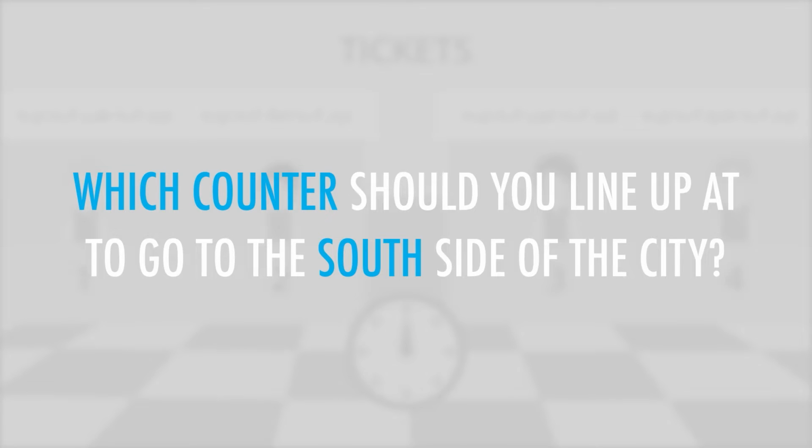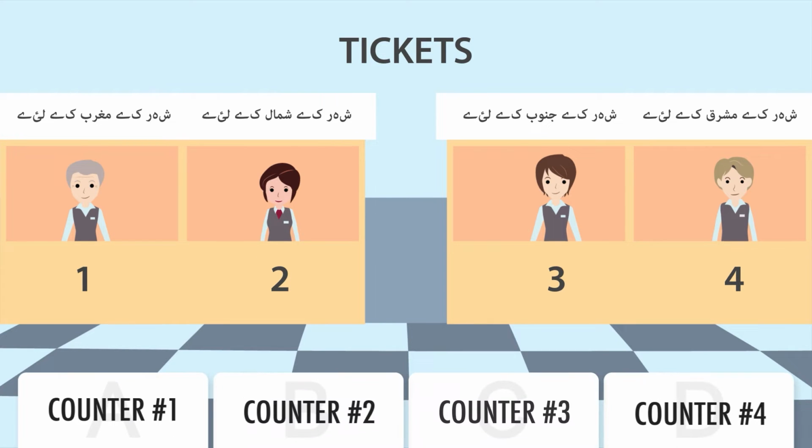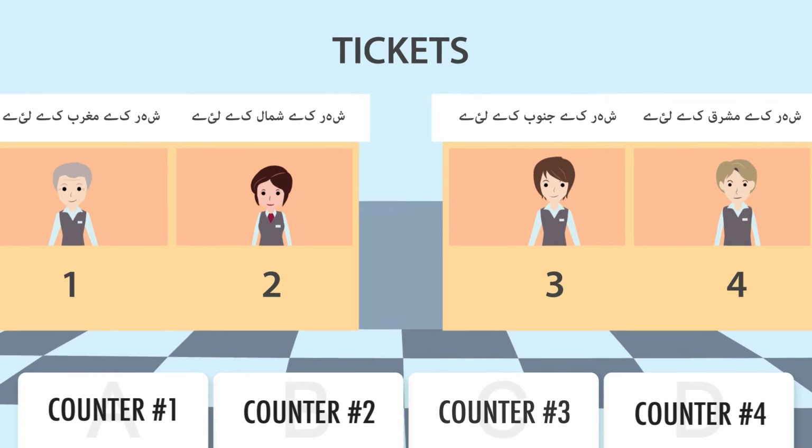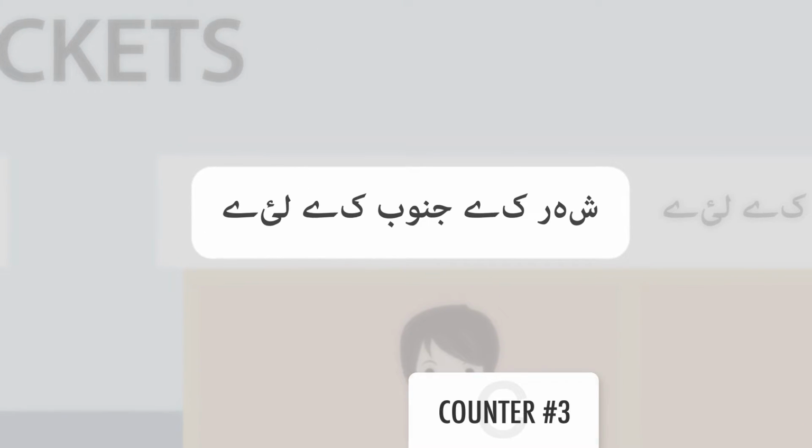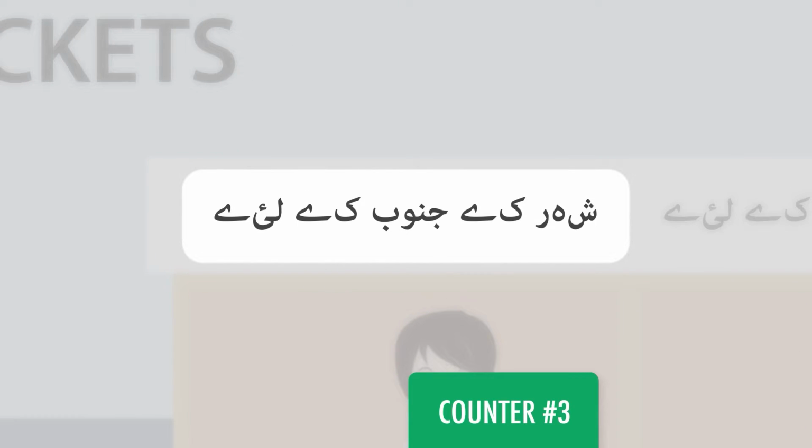Which counter should you line up at to go to the south side of the city? The third counter is the counter for bus tickets that go to the south side of the city.